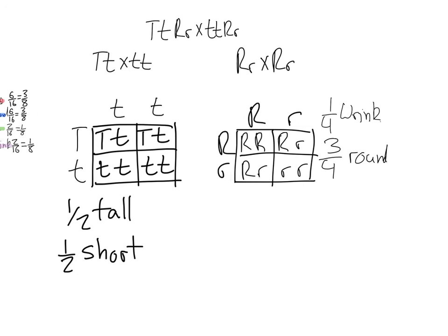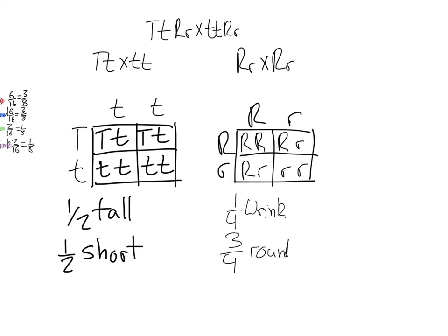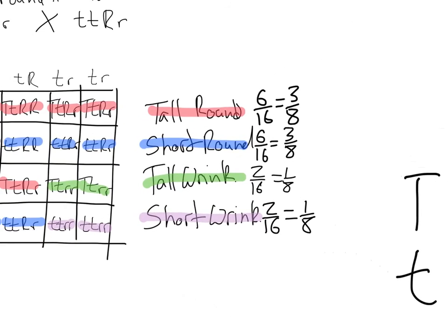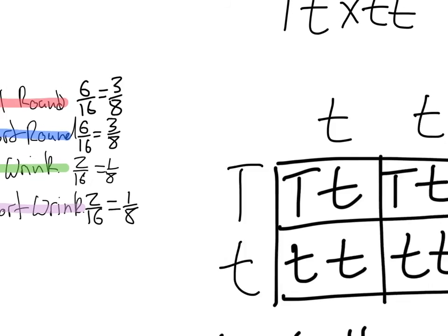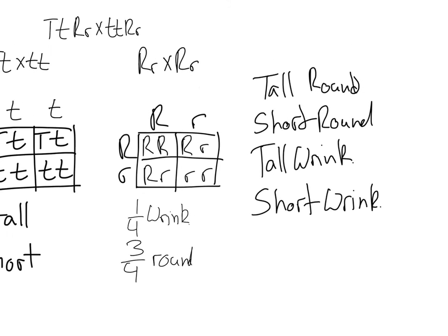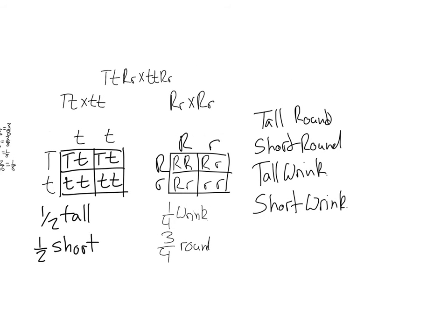So now we've got it set up where we know that you're going to have half tall, half short, 1/4 wrinkled, 3/4 round. So we've still got all of those same possibilities. We still got tall round, tall wrinkled, short round, and short wrinkled. So we've still got those 4 possibilities.